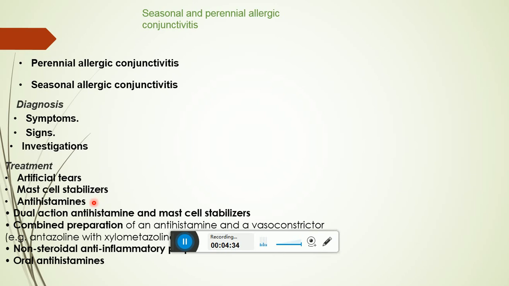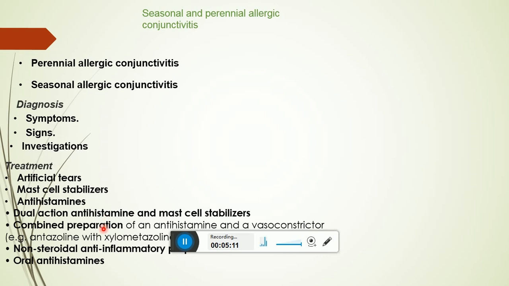Other treatment options are antihistamines. They contain emedastine or epinastine or levocabastine or bepotastine. Antihistamines can be used for symptomatic exacerbations, and they are as effective as mast cell stabilizers. The next is dual-action antihistamine and mast cell stabilizer. They contain azelastine, ketotifen, or olopatadine, and they act rapidly and are very effective for exacerbations.